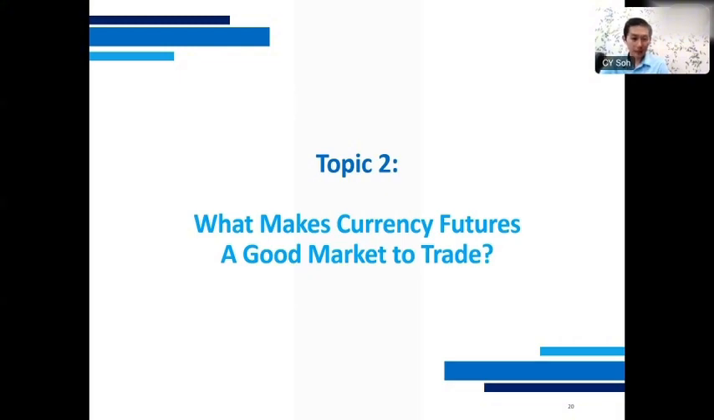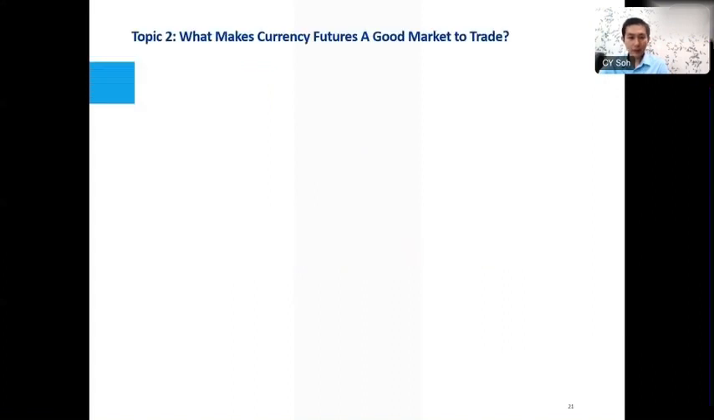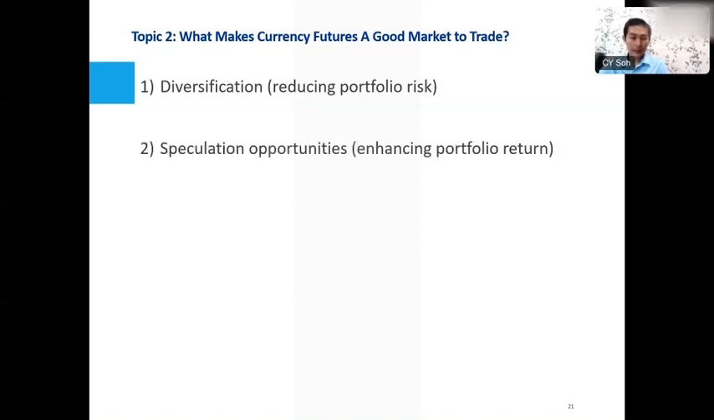As I've already mentioned, currency futures is very different from other futures products. So let's have a look at this. Of course, the first benefit of trading currency futures is diversification. When you are able to add currency futures to your portfolio, you are able to reduce your portfolio volatility and risk. Second, in terms of speculation opportunities, you have another extra product to trade, especially when the market presents opportunities for you to take advantage of. Thirdly, you can use currency futures for risk management and hedging.